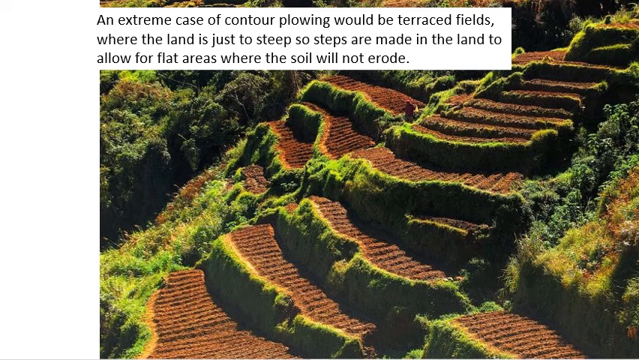Now, an extreme case of that would be what we call a terraced field. Here's one in Southeast Asia, where it rains a lot and they've got really, really steep land. So every time the water goes down, it has to slow down. And that keeps the soil in place. It also helps to allow water to infiltrate the ground.